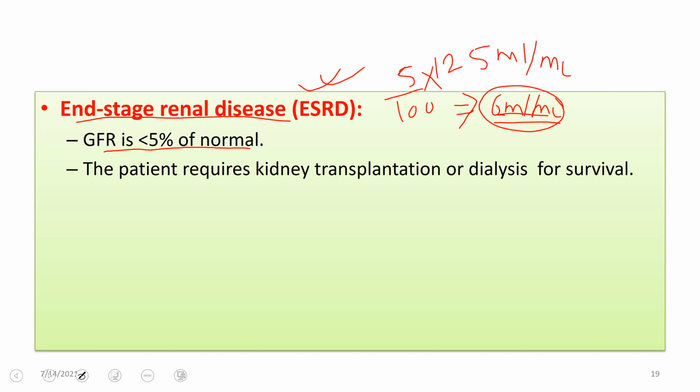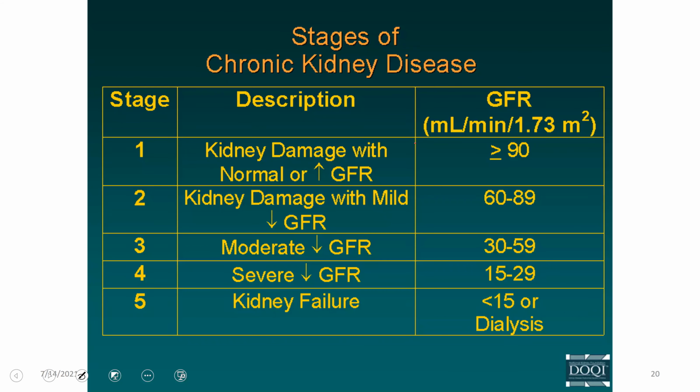The only definitive treatment in this disease is kidney transplantation, and the way of managing the patient for survival is via dialysis. The only thing that can be done in this disease is kidney transplantation, and it is a very important point to know. As I've already discussed, there are different stages of chronic kidney disease.